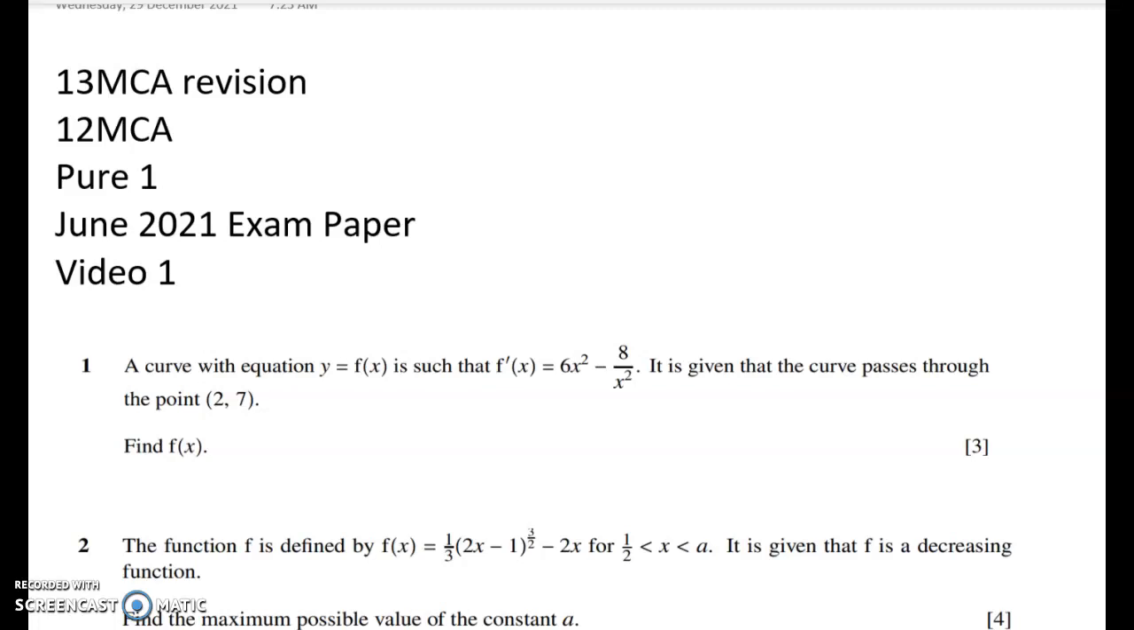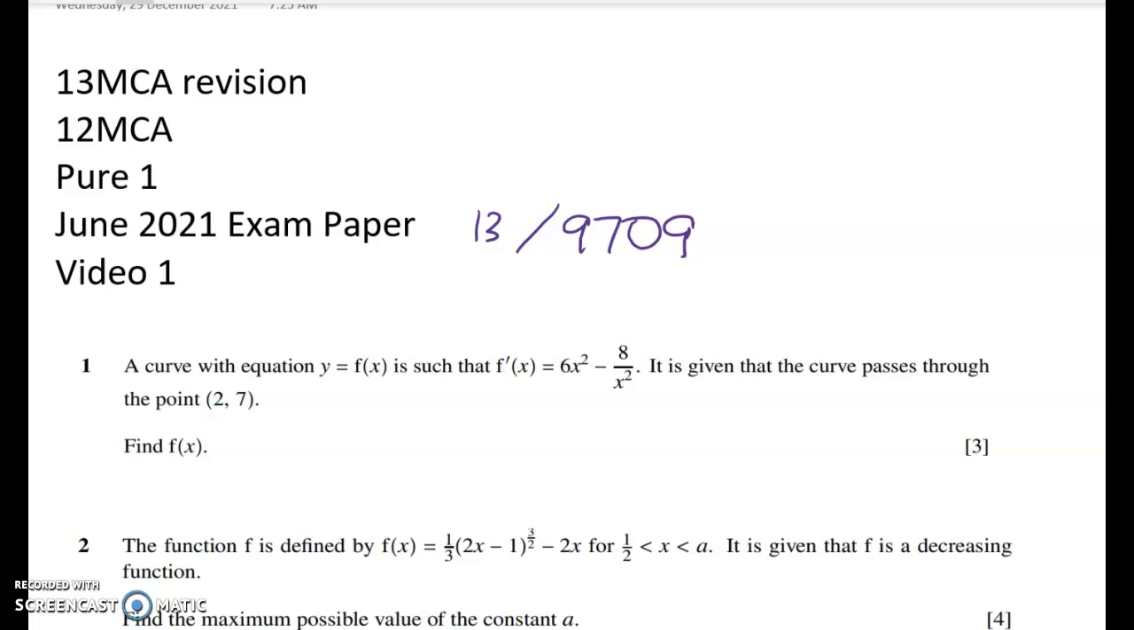This video is mainly for 13 MCA for some start of year revision of the AS content, but it might also be useful for 12 MCA for Year 11s later on in the year. So what I'm going to do in this video is go through the June 2021 exam paper, paper number 13, out of the series code 9709, as usual, if you're looking for it.